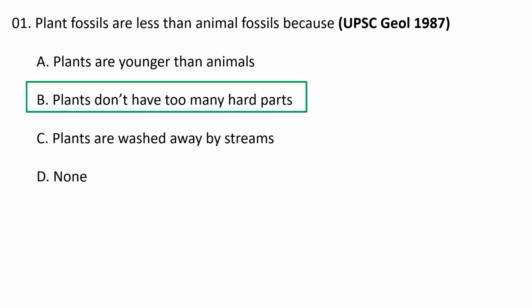The fossil record of plants as a whole is sporadic because they have a low preservation potential, and as such, fossilized remains of plants largely constitute materials such as leaves, cones, barks, flowers and petrified wood. So plant fossils are less than animal fossils because they do not have too many hard parts. B is the correct answer.